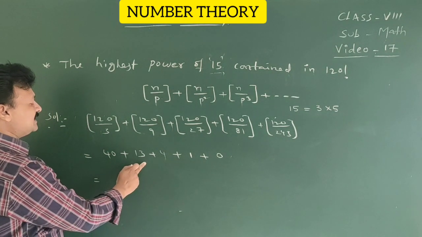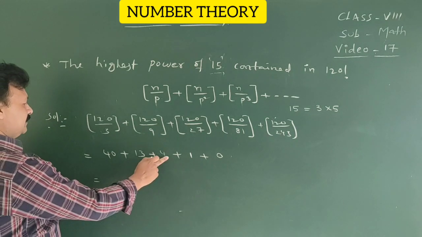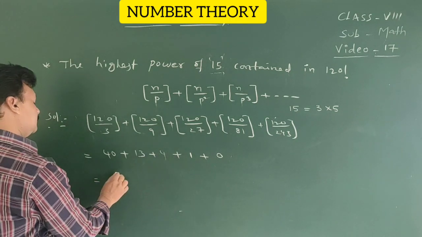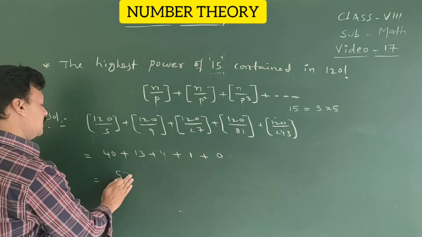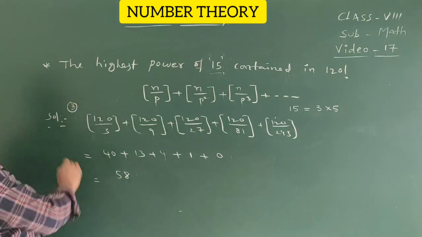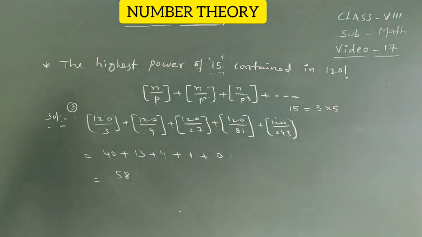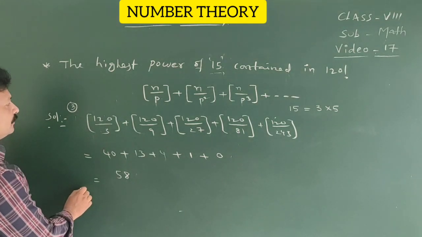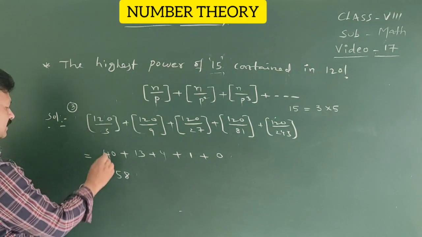Here 40 plus 13, 53, 57, 58. So the highest power of 3 contained in 120 factorial is 58.